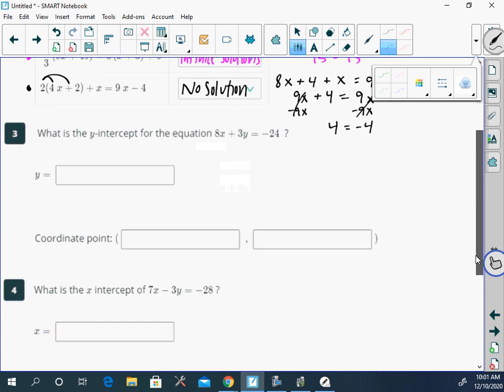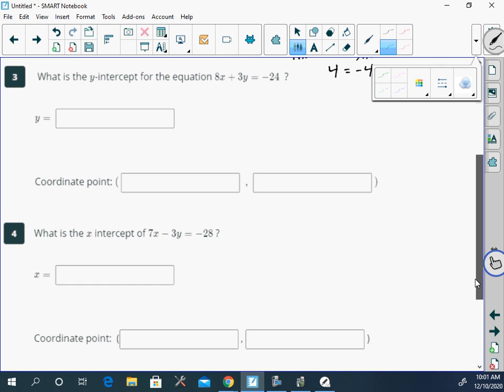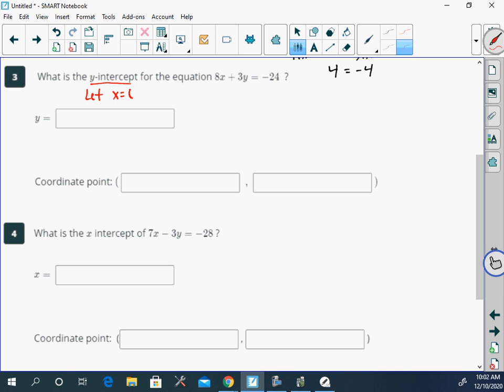All right. Moving to 3 and 4. 3 and 4 are kind of like the same question as each other, just asking for the opposite thing. So when I see something like 3, what is the y-intercept for this equation? I literally take my thumb and I say, okay, if I have a y-intercept, we want to let x equal 0. So if I let x equal 0, what's going to happen is this piece is going to go away. 8 times 0 goes away. So I take my thumb and I put it right over this 8x.